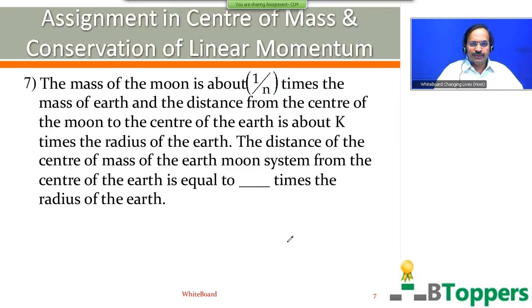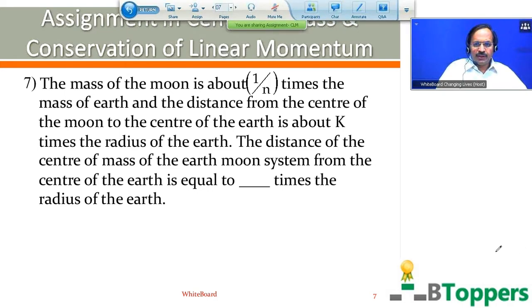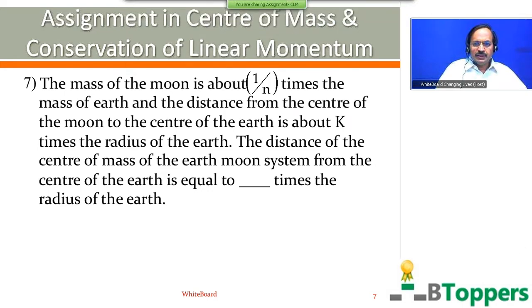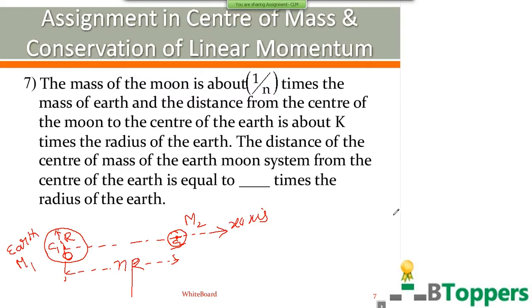Therefore, I choose the position of the center of the earth as the origin, because you're asked the distance of the center of mass of the system from the center of the earth. C1 is the center of the earth and C2 is the center of the moon here. M1 is the mass of the earth, M2 is the mass of the moon, and r is used to denote the radius of the earth.